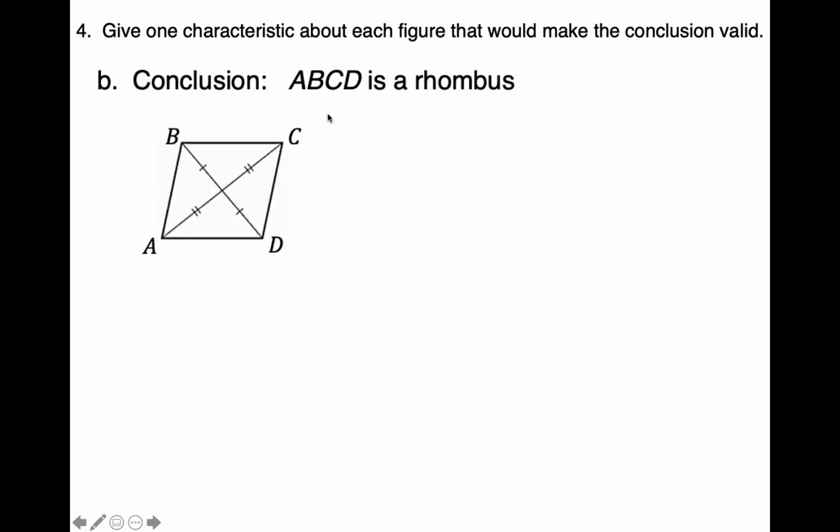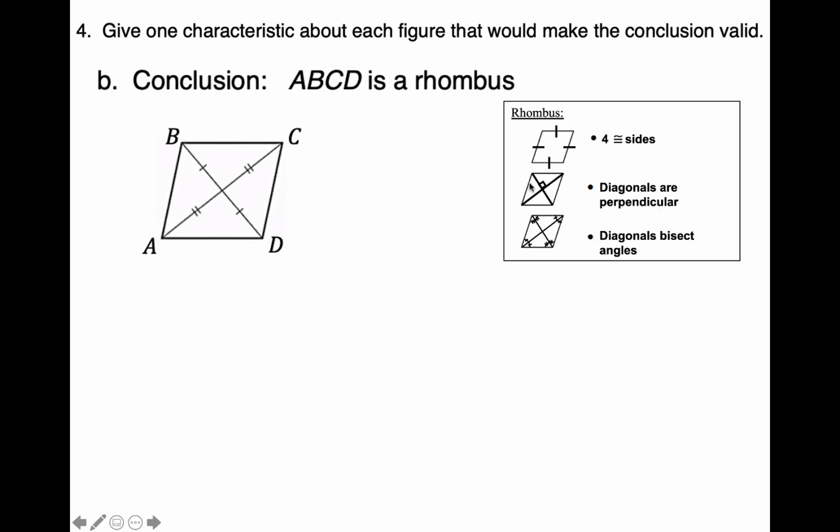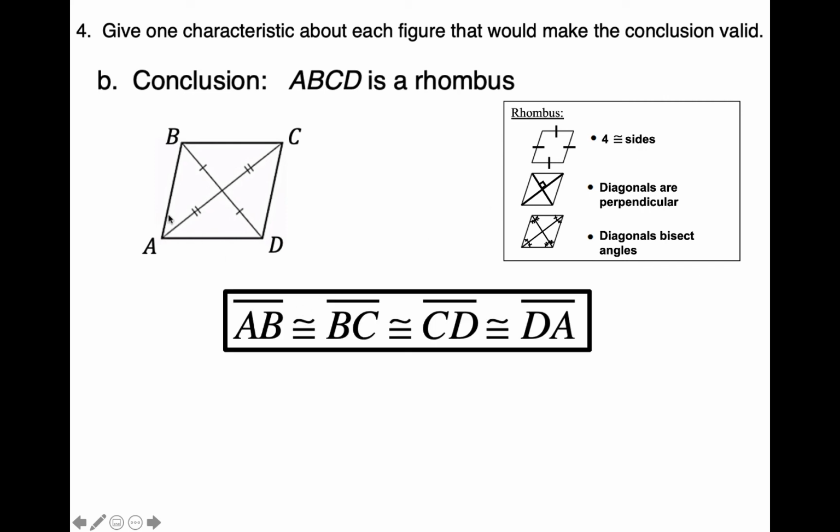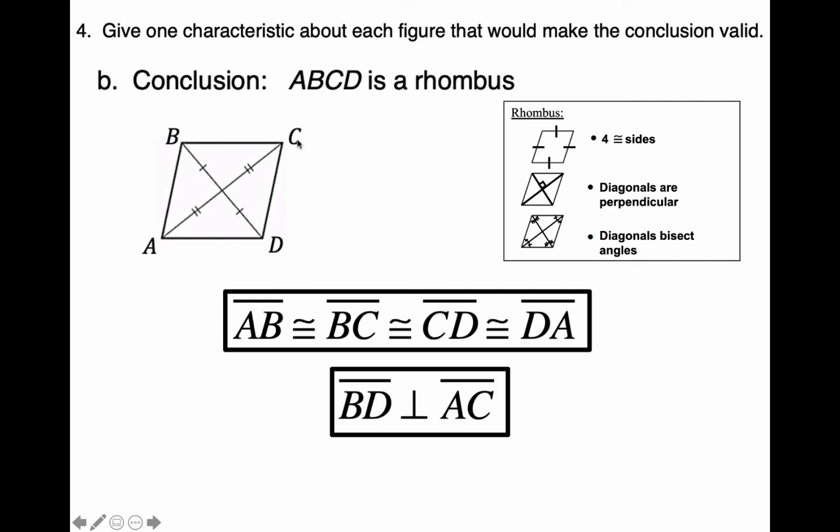For part B, this time I'm trying to prove that ABCD is a rhombus. So notice I have the diagonals are bisecting each other. But for it to be a rhombus, I need one of these properties. So I could say all of the sides are congruent. So that would be segment AB, segment BC, segment CD, and segment DA are all congruent. I could say that the diagonals are perpendicular. So I could say segment BD is perpendicular to segment AC.